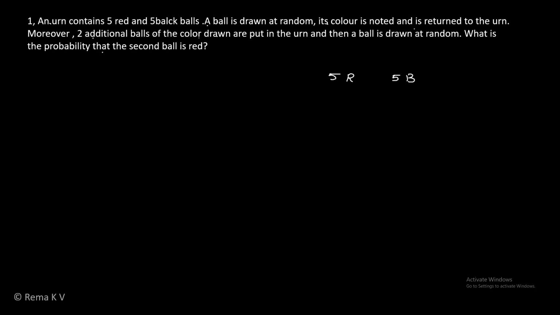Okay, first, a ball is drawn at random, its color is noted and it is returned to the urn along with 2 balls of the same color. So, probability of drawing the first ball. There are 2 possibilities. The first ball may be a red ball or it may be a black ball. So what is the probability of getting a red ball?